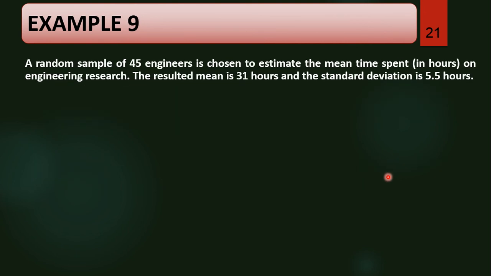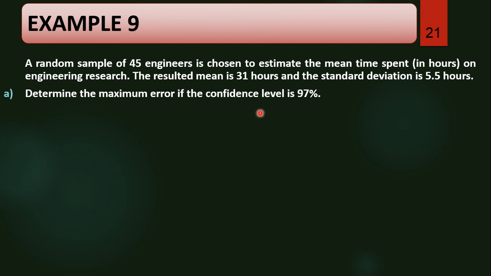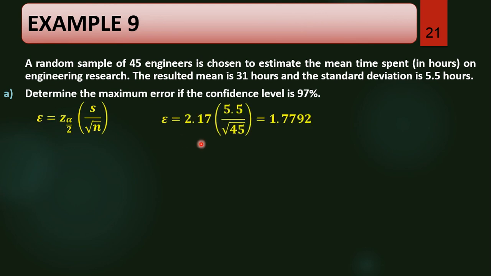The next question asks to find, in a random sample of 45 engineers, we estimate the mean time spent in the research. From the 45 data, the mean x bar is 31, and standard deviation s is 5.5. Therefore, the maximum error determined for a confidence level of 97% is equal to 1.7792 by substituting all the values here.